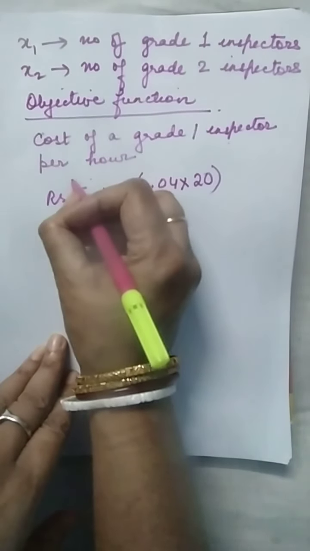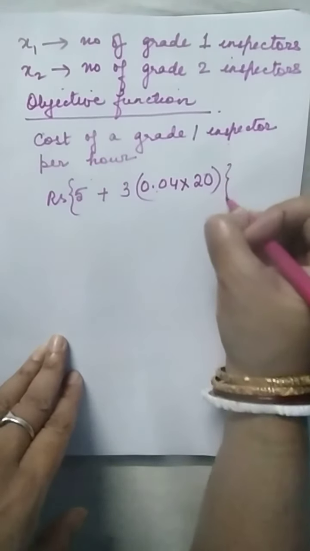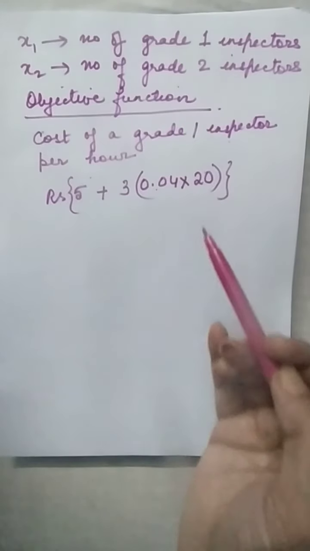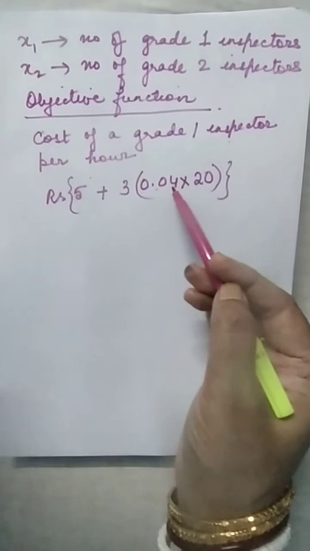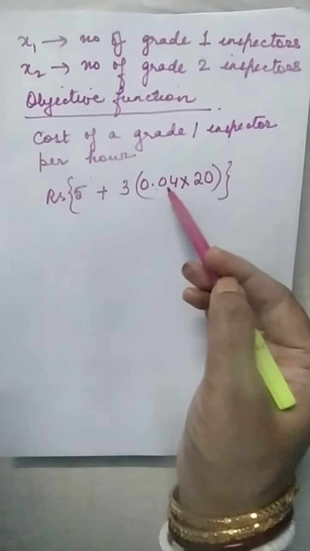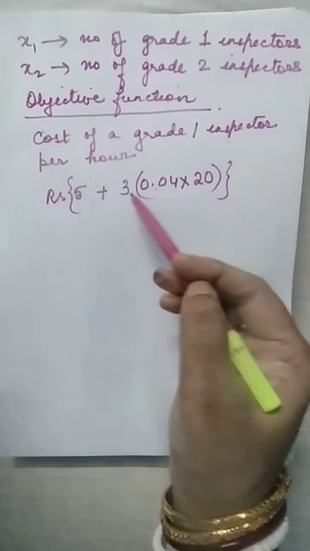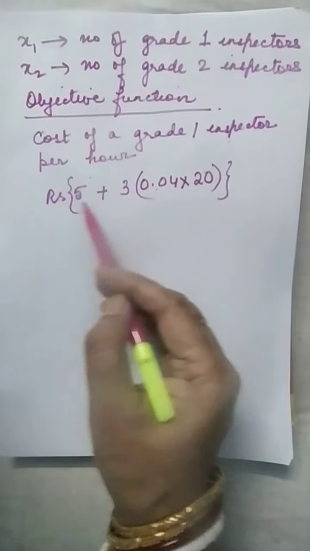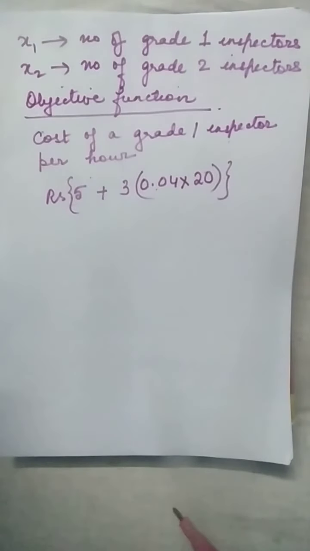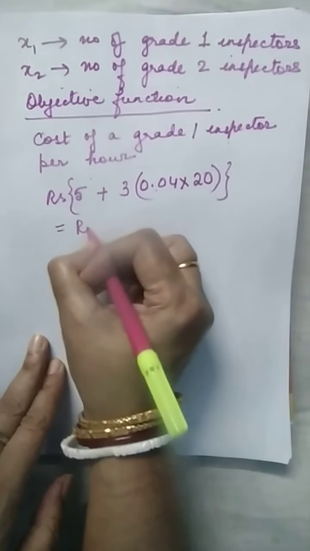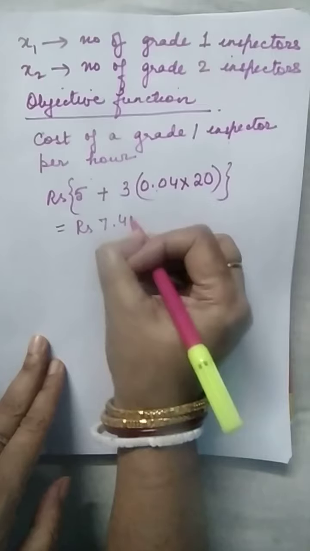So this is the total cost borne per hour for a grade 1 inspector. Rupees 5, which I am directly paying to him, plus the number of mistakes he is making, 0.04 out of 20, 4 out of 100. So 0.04 into 20, and that when multiplied by the cost per mistake, 3, we get the total cost we are bearing for one grade 1 inspector, which comes to rupees 7.40.